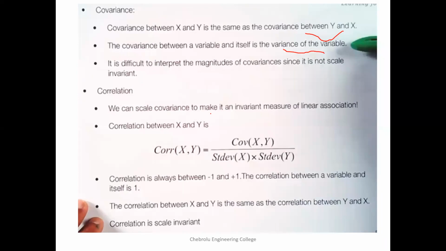We can scale covariance to make it an invariant measure of linear association. Correlation between x and y is correlation of x comma y is equal to covariance of x comma y divided by standard deviation of x into standard deviation of y. So how do we calculate standard deviation? I think you all might be knowing. Now the correlation is always between -1 and +1. The correlation between a variable and itself is 1. The correlation between x and y is the same as the correlation between y and x.